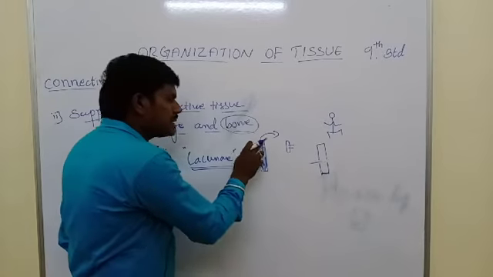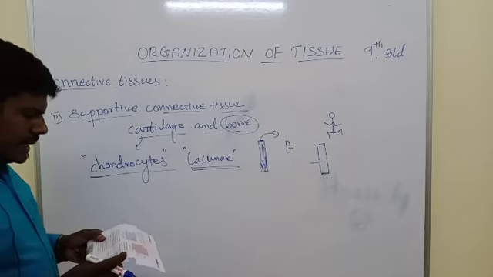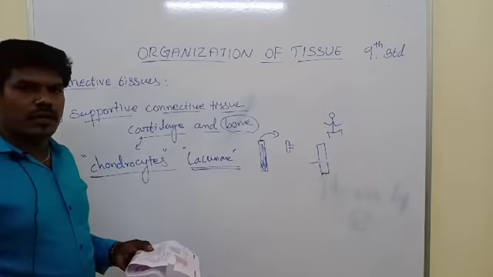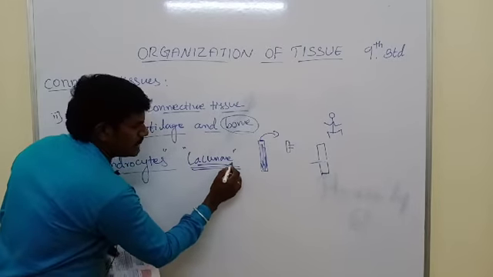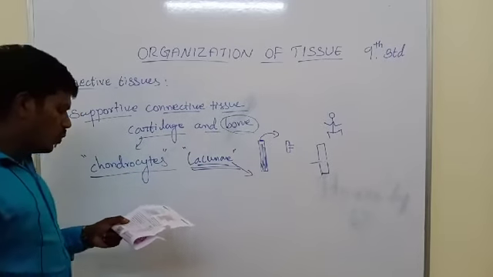Like the present in the bone itself. And the bone cells present in lacunae are called in oocytes. So the oocytes means what? Bone itself the present in lacunae. This lacunae's gap. This space the present in bone itself means that is called oocytes.